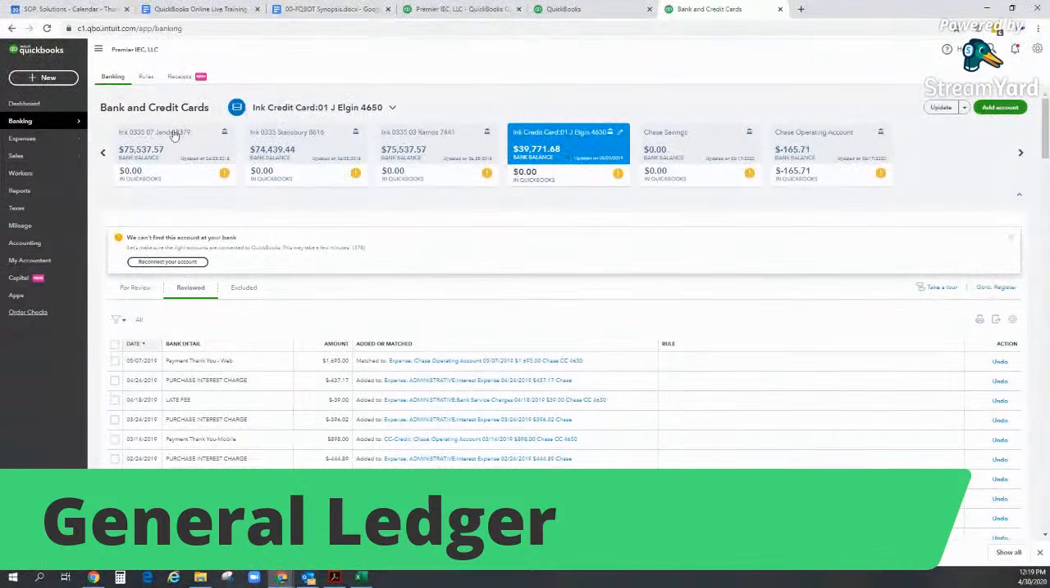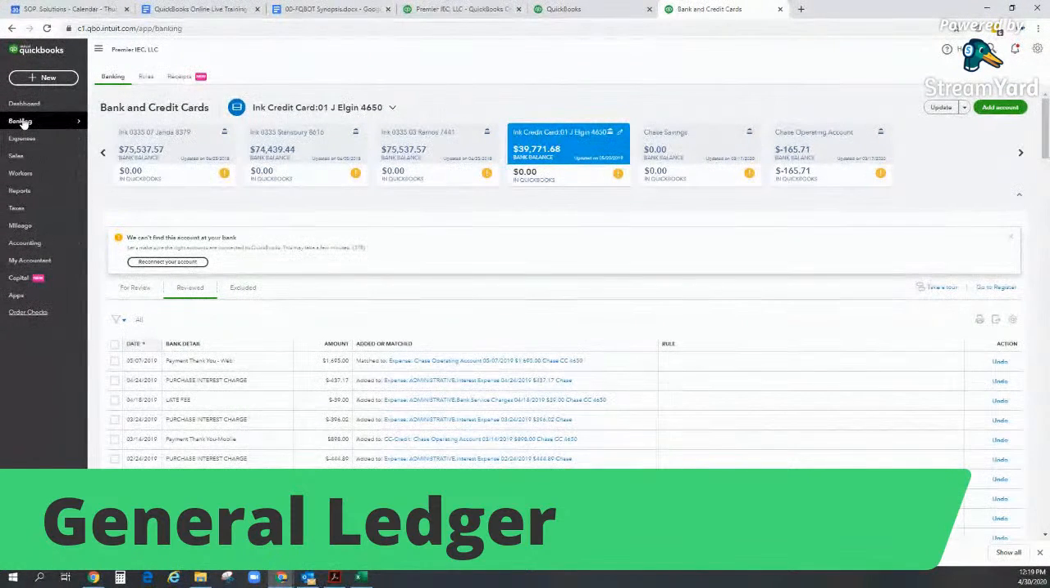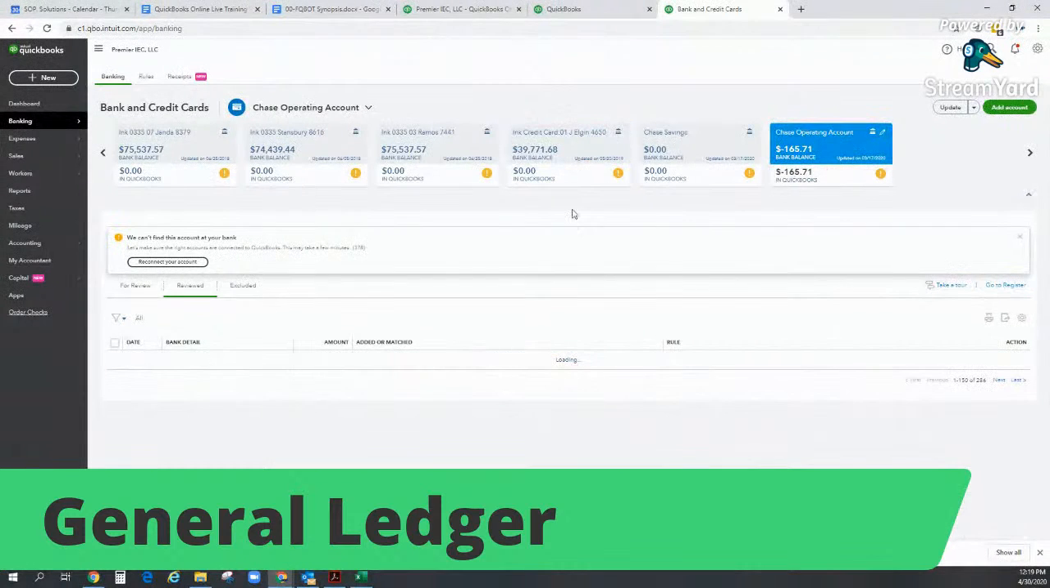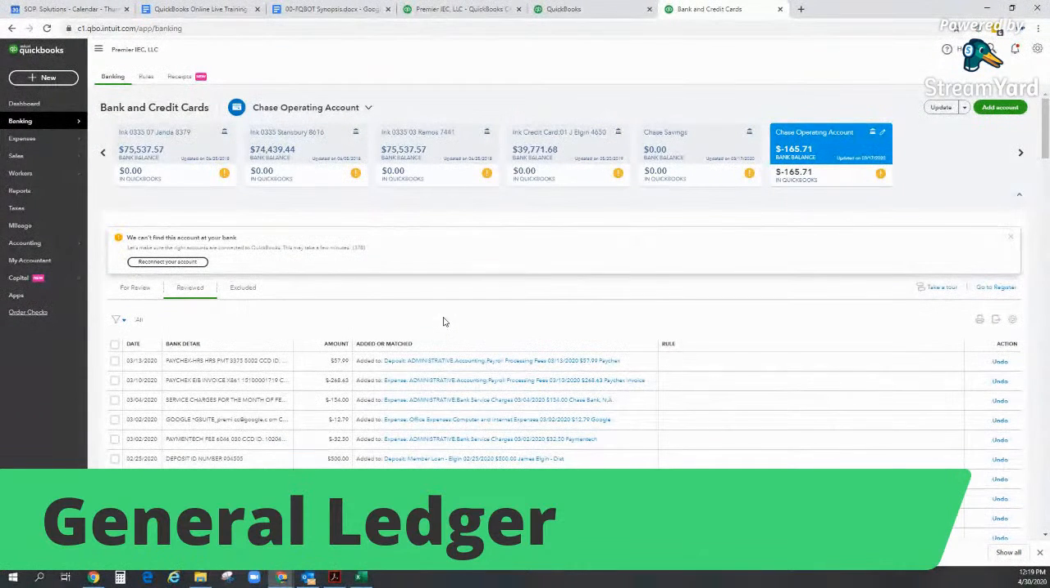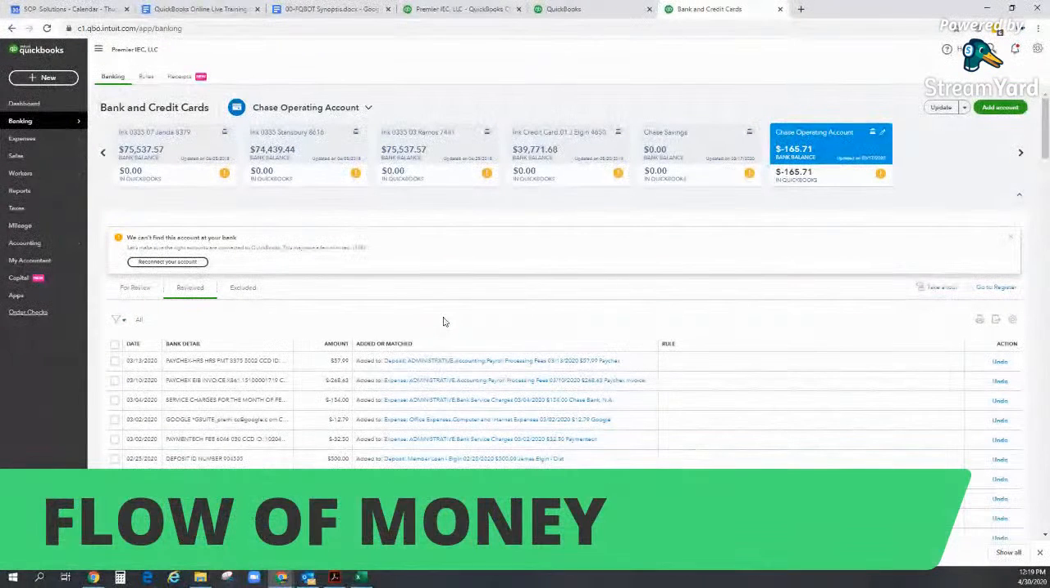And I'm making these statements. I'm going to make this statement because it's the flow of money. So the flow of money is: I debit my expense and I put a credit in my credit card account.